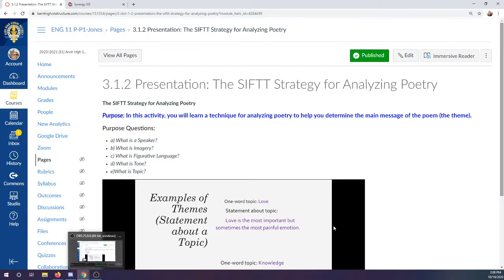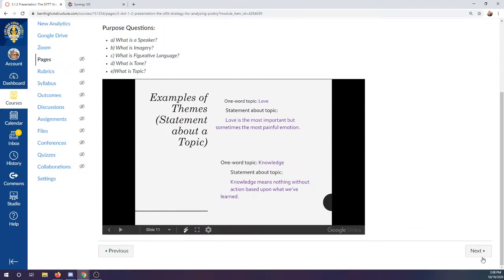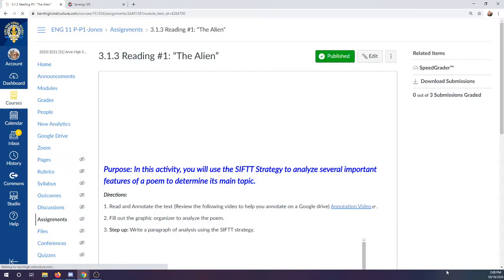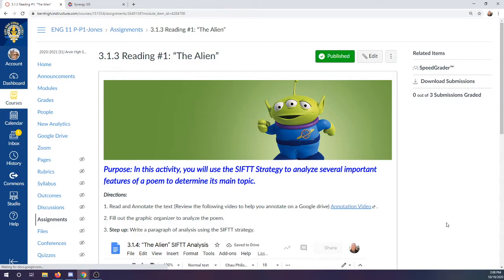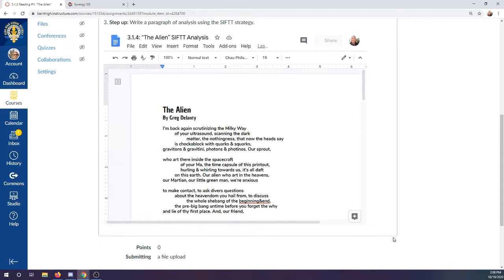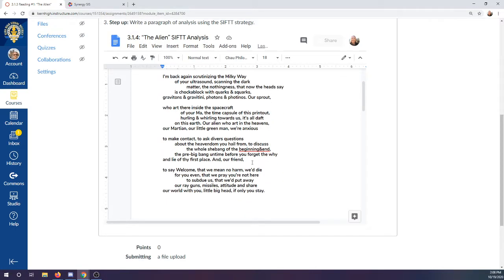So that's that for the slides presentation. Once you're finished reviewing the slides, you can go to the next page and you'll see your first activity. The first activity has you look at this poem, and this is a pretty challenging poem, and I wish you guys would have a chance to work through this with us in class. I'm not going to spend too much time on it right now, but you're going to read The Alien by Greg Delanty, and it's just a 4-stanza poem.